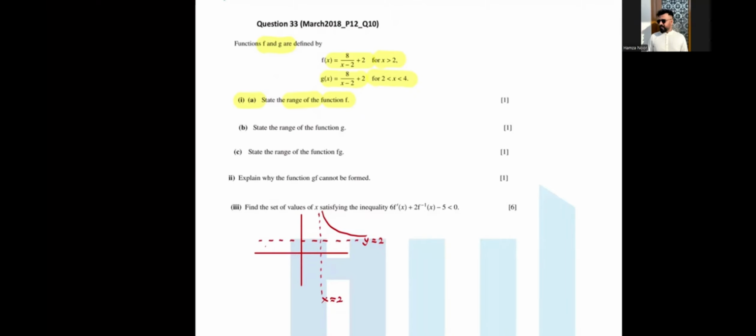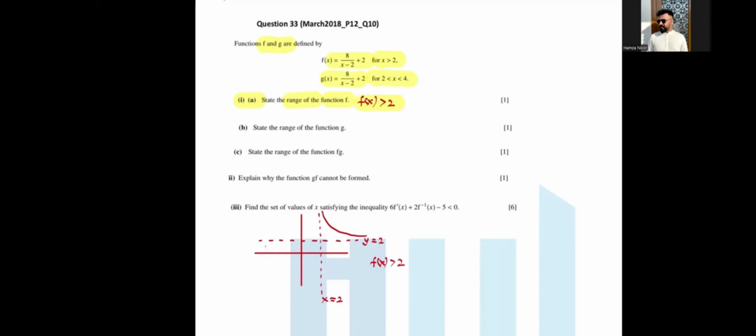As we can see from this graph, the whole graph is completely above the horizontal asymptote, meaning the range of f(x) would be f(x) greater than 2, and there is no upper bound on the range. So the answer for part A is that the range of f(x) is f(x) greater than 2. In this way, we have identified the range of the function f.